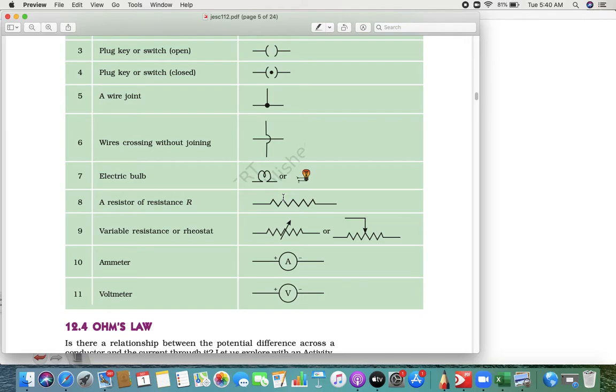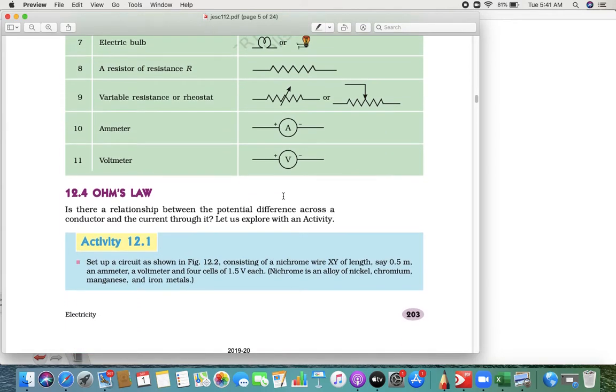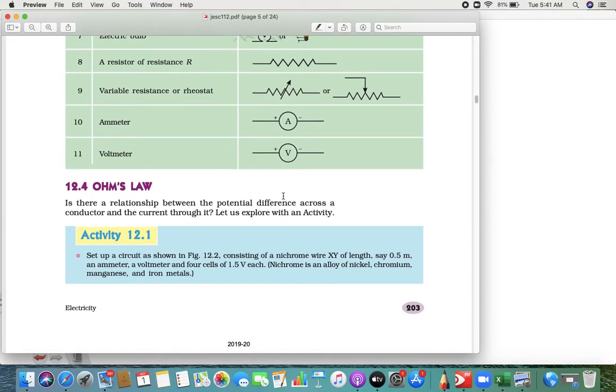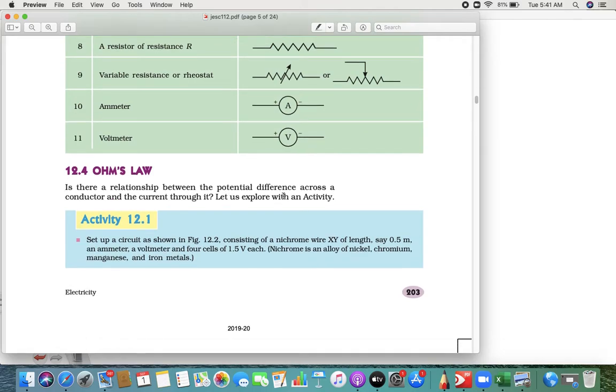When you have an arrow on it, it shows a variable resistance, meaning some resistances are fixed in value, and some can be variable. For example, your fan regulator, you can increase or decrease the speed of your fan, that is the variable resistance. The next is the symbol of an ammeter. The ammeter helps you measure the current, and the last one is the voltmeter, which helps you measure the voltage.